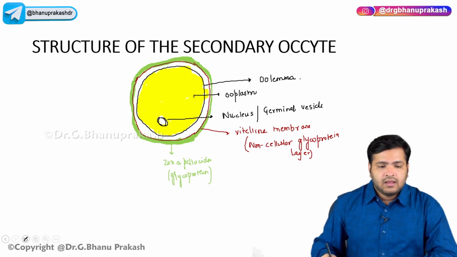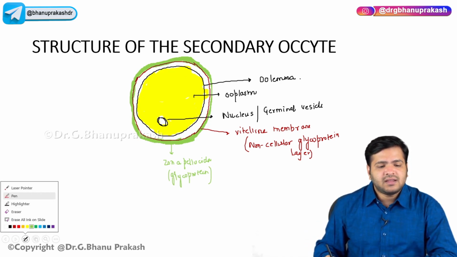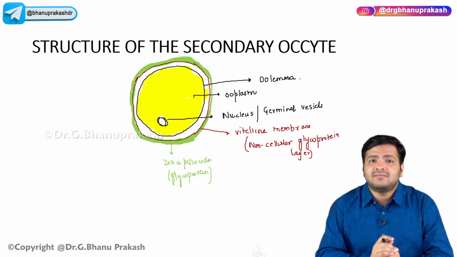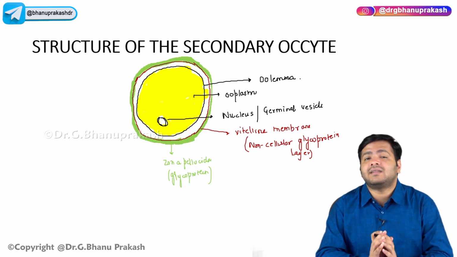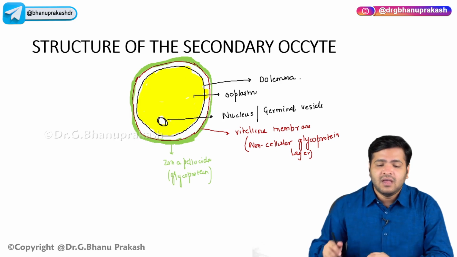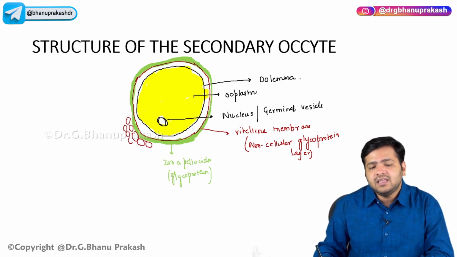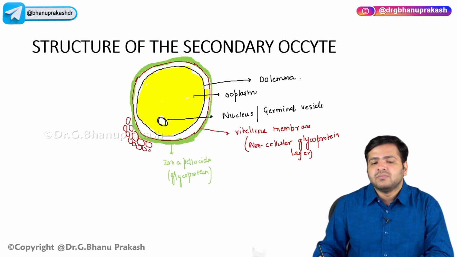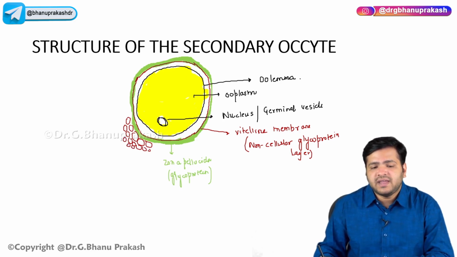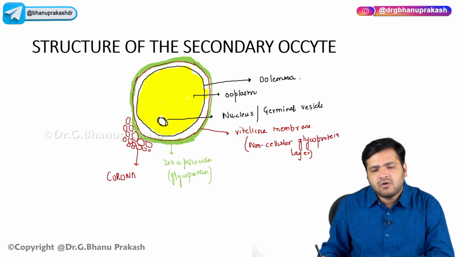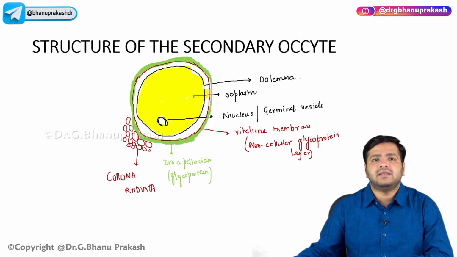Now, you already know the secondary oocyte is surrounded by the granulosa cells. The granulosa cells which now surround the secondary oocyte are given a special name, known as cumulus oophoricus. These granulosa cells, or the cumulus oophoricus, are arranged around the secondary oocyte in a sun ray pattern, and this is called the corona radiata.